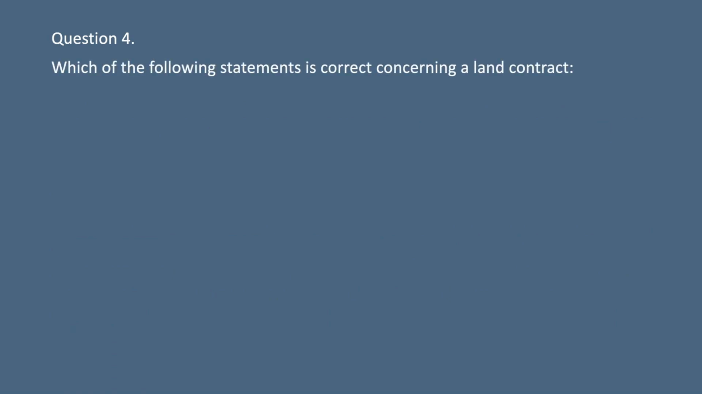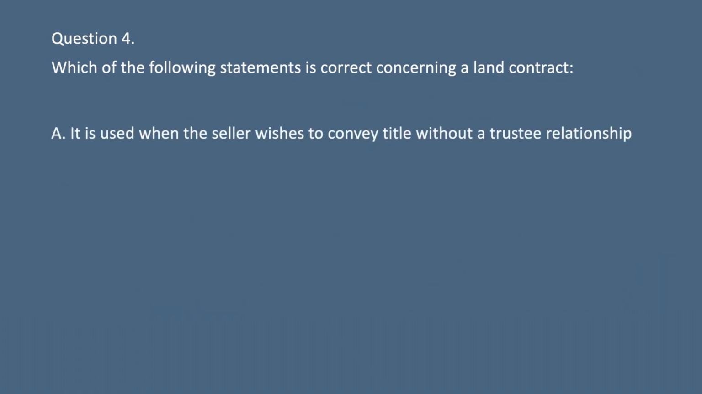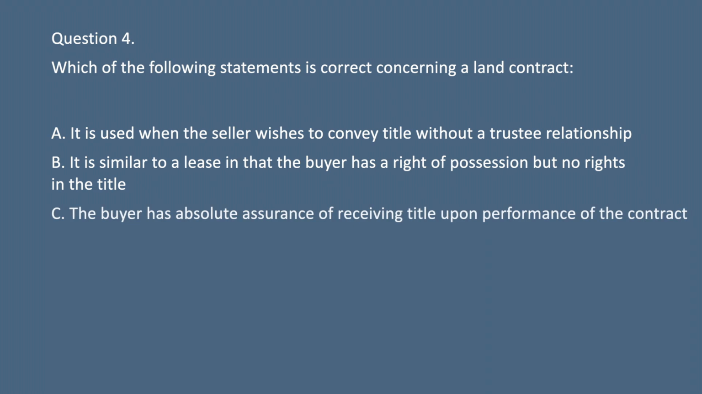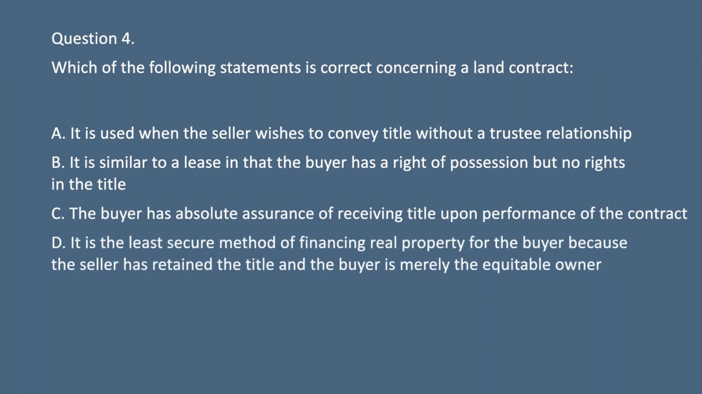Question 4. Which of the following statements is correct concerning a land contract? A. It is used when the seller wishes to convey title without a trustee relationship. B. It is similar to a lease in that the buyer has a right of possession but no rights in the title. C. The buyer has absolute assurance of receiving title upon performance of the contract. D. It is the least secure method of financing real property for the buyer because the seller has retained the title and the buyer is merely the equitable owner.